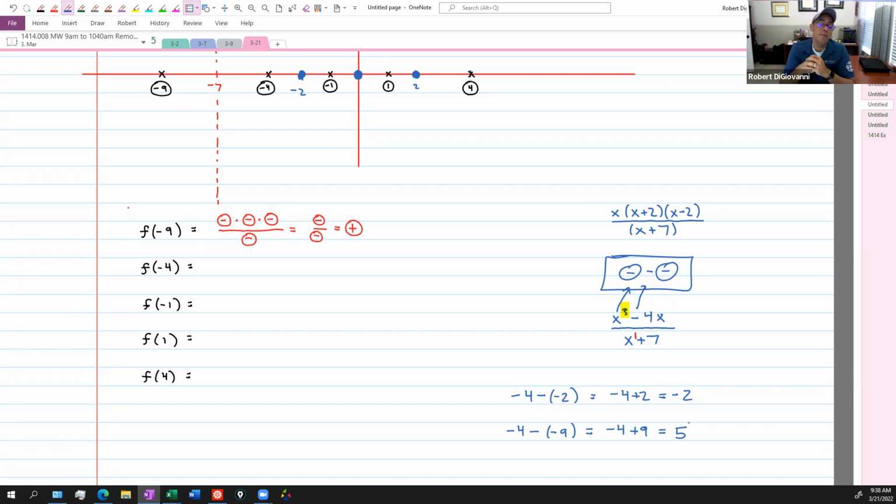The only way you can ever tell me if an answer is positive or negative is if you're multiplying, which is why I have to do this in the factored version only. Hope that makes sense. And it's easier. This is a little harder to do, so don't do this. In fact, I'm just going to erase it. I don't even want it there.